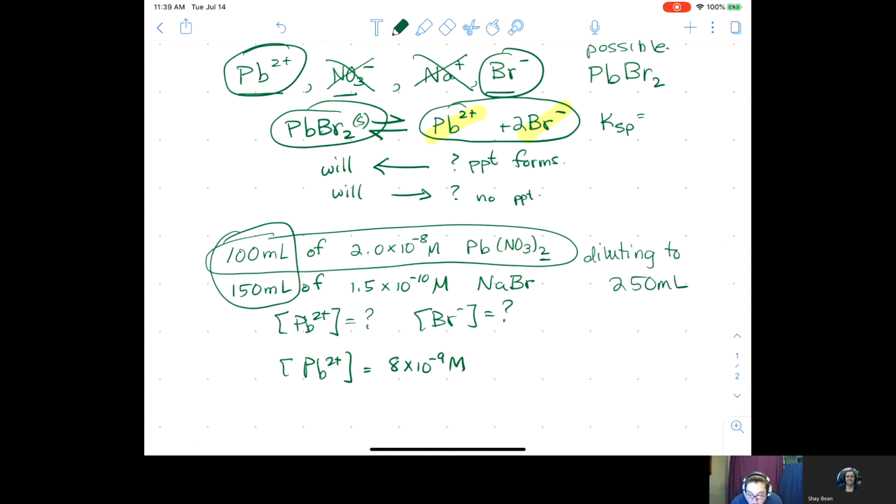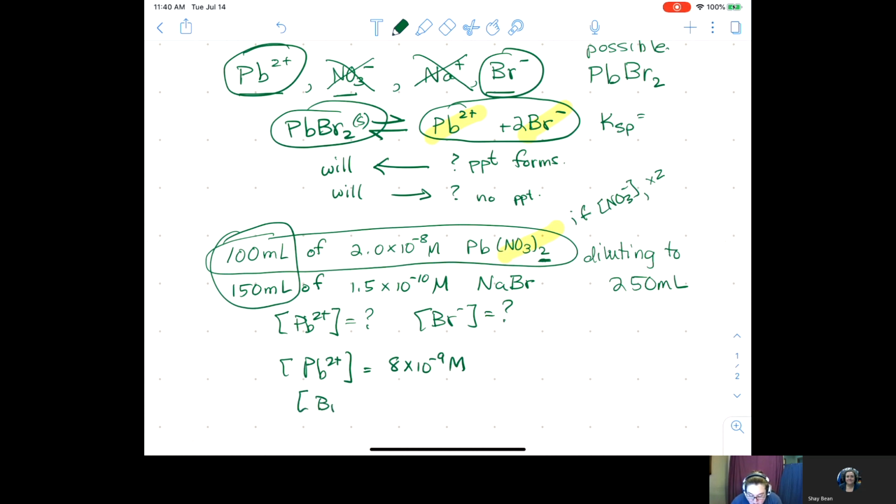Just a note, if I were calculating the nitrate ion concentration, I would have to multiply by 2 because 2 nitrate ions get produced when that dissolves in water. So 100 times 2 times 10 to the minus 8 divided by 250, times 2 for those two. If there's a 3 subscript on an ion that I need to calculate for, it's times 3. So you've got to watch your solution stoichiometry.